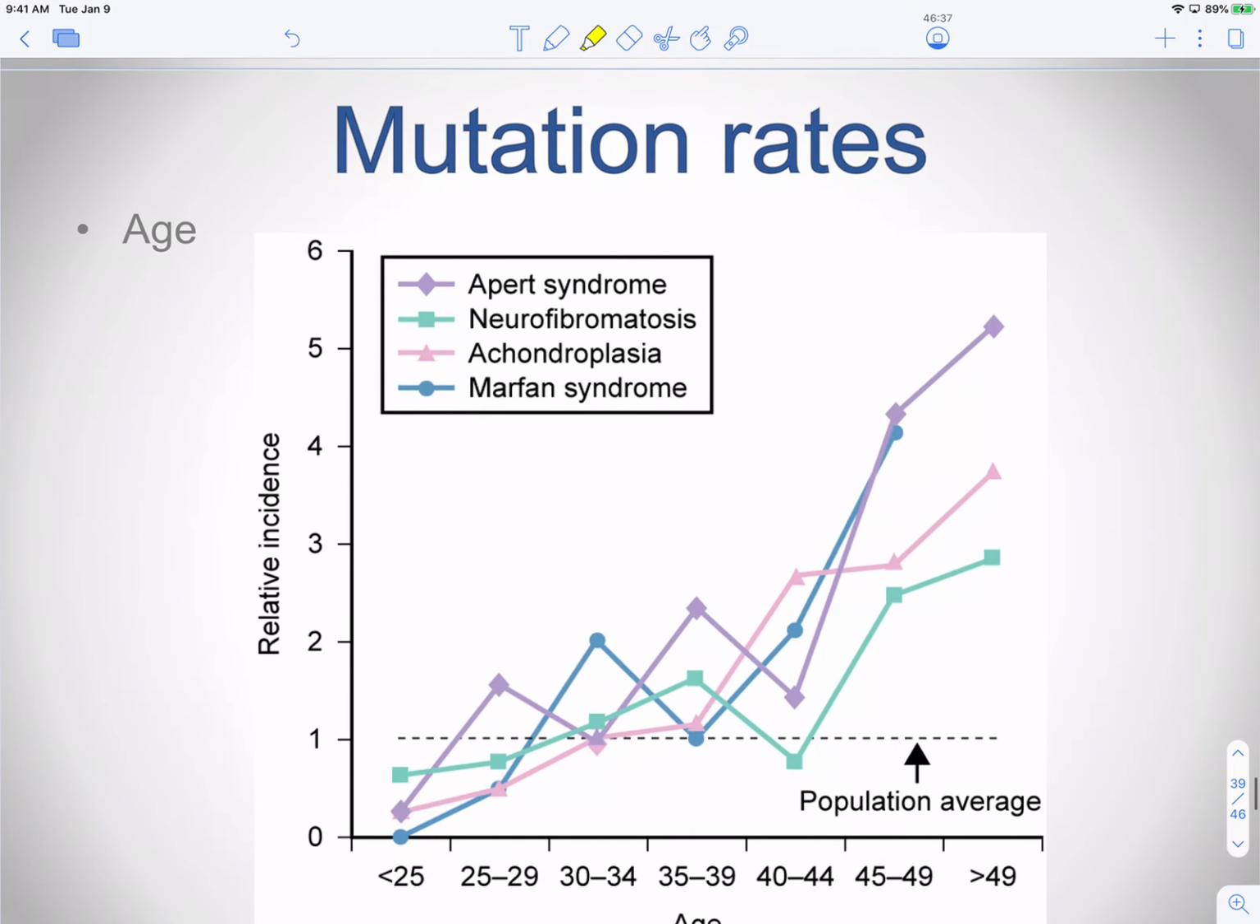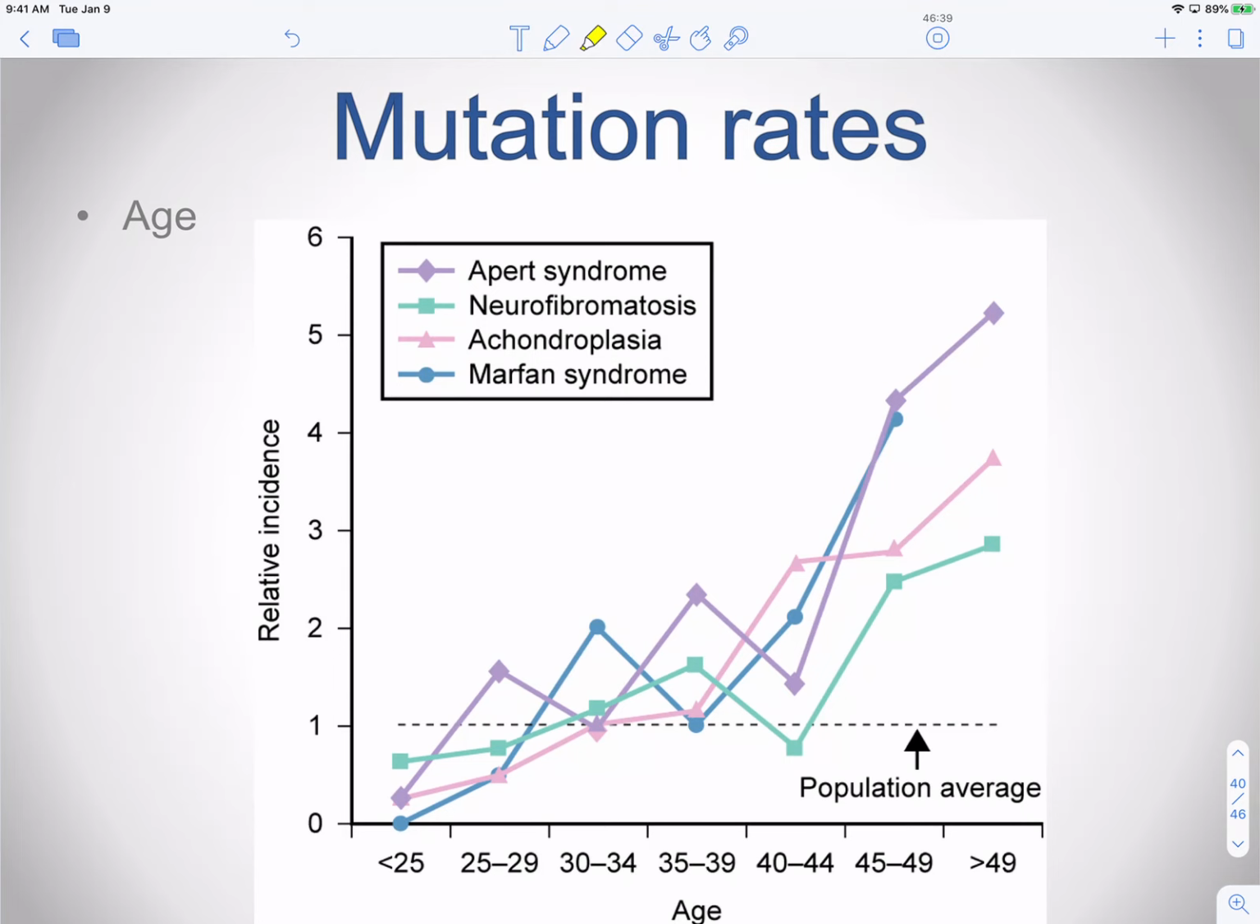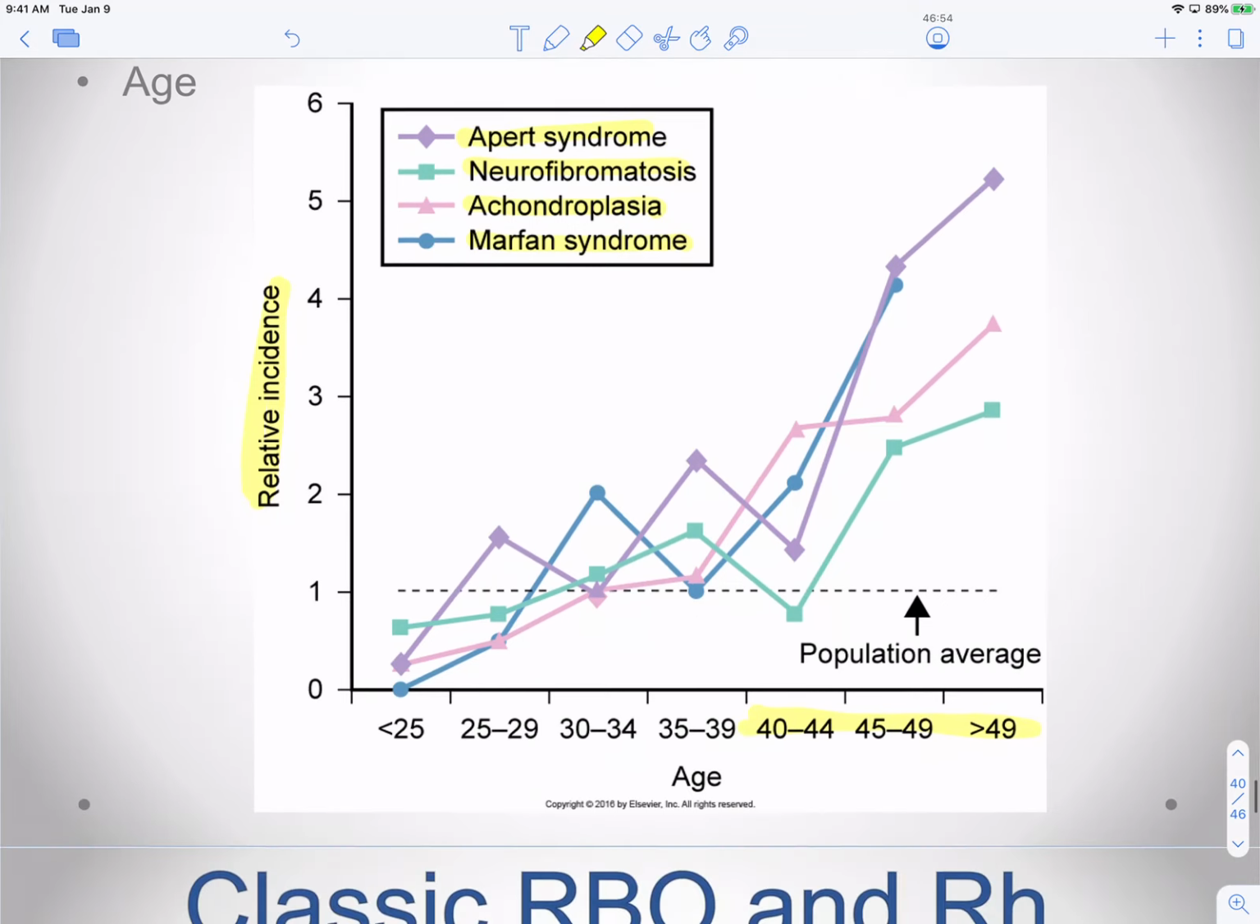Mutation rates also increase with age, and so you have a relative incidence of mutations, and these are different diseases associated with somatic mutations, and they increase as you age in your population.